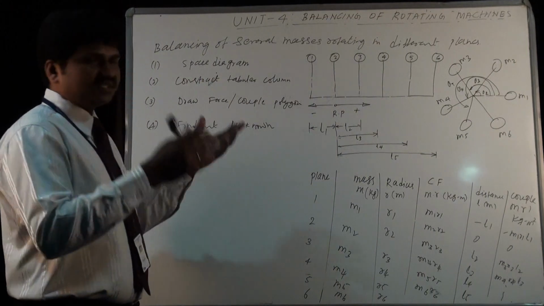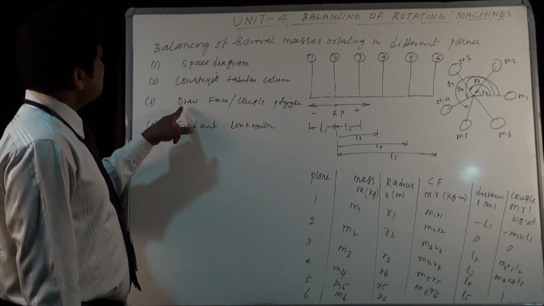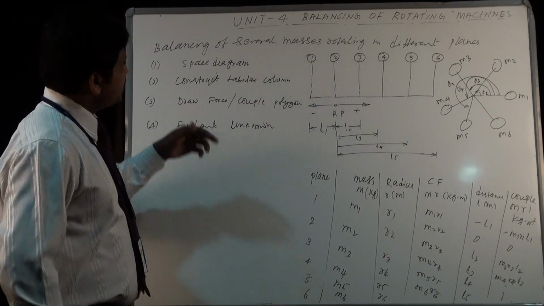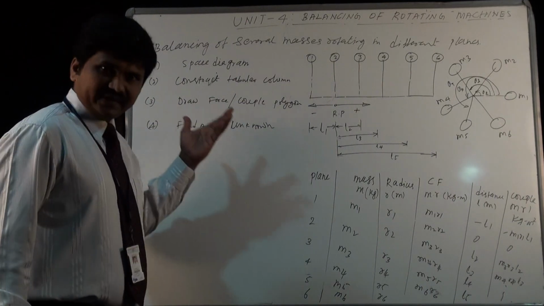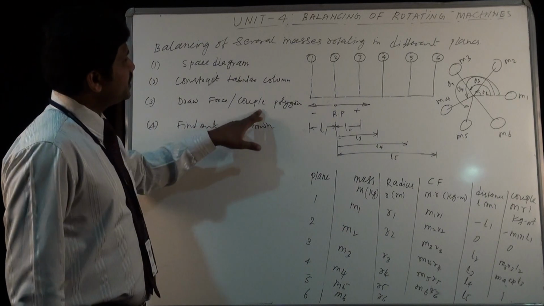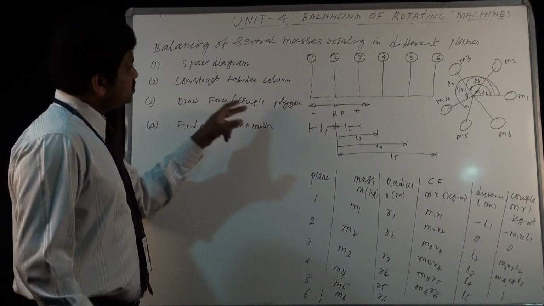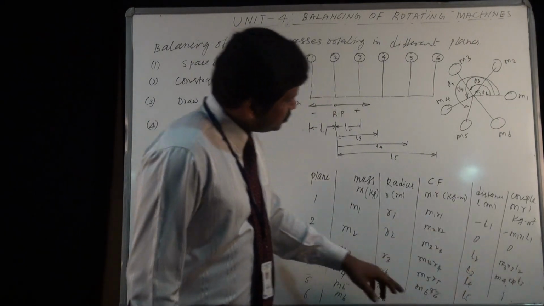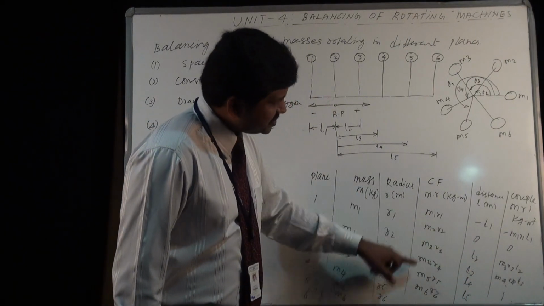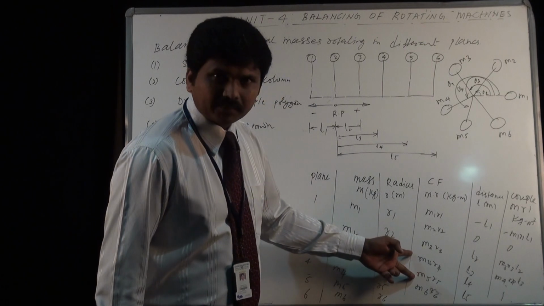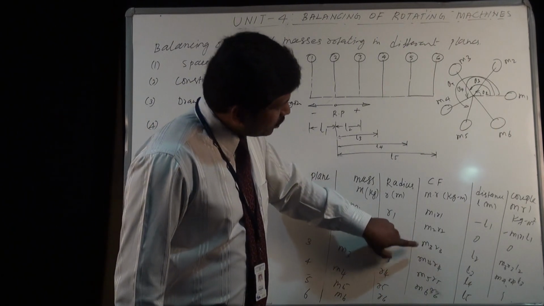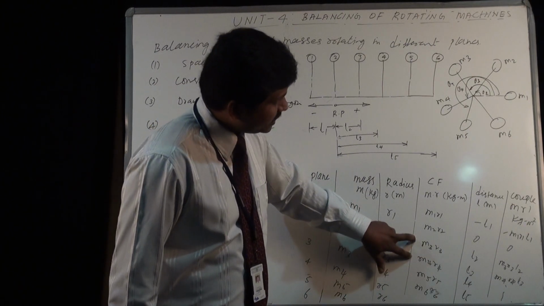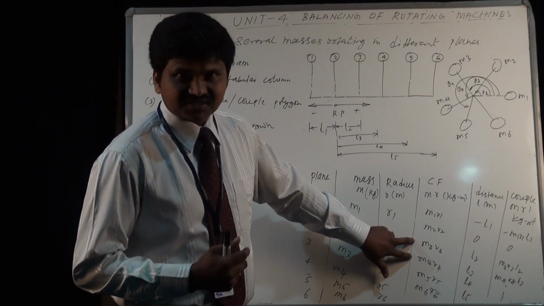After you construct the tabular column, the next step is to draw the force polygon or couple polygon. There are some cases where you may have to draw the force polygon first, and some cases where you may have to draw the couple polygon first. If you know all the values of this column, you can draw the force polygon. Or if there is one unknown value here, again you can draw the force polygon. If there are two unknown values, you cannot draw the force polygon first.